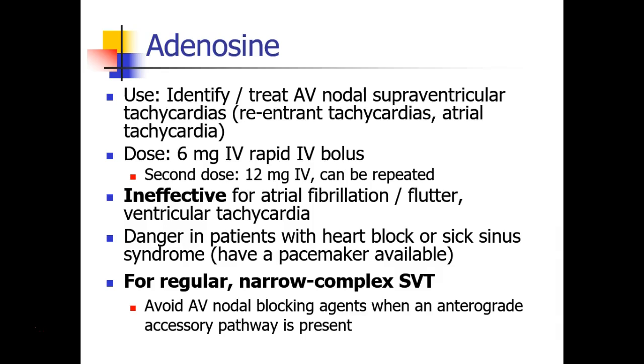Adenosine has multiple uses. It can be used to identify and treat any sort of AV nodal supraventricular tachycardias, reentrant tachycardias, or atrial tachycardias. In this case, it's given as a 6 milligram rapid IV bolus. In fact, it's recommended to give it through the largest or most central IV you have as a rapid push and followed with a saline flush. If that doesn't work, a second dose can be given at 12 milligrams IV, and that can be repeated for a third dose if necessary.